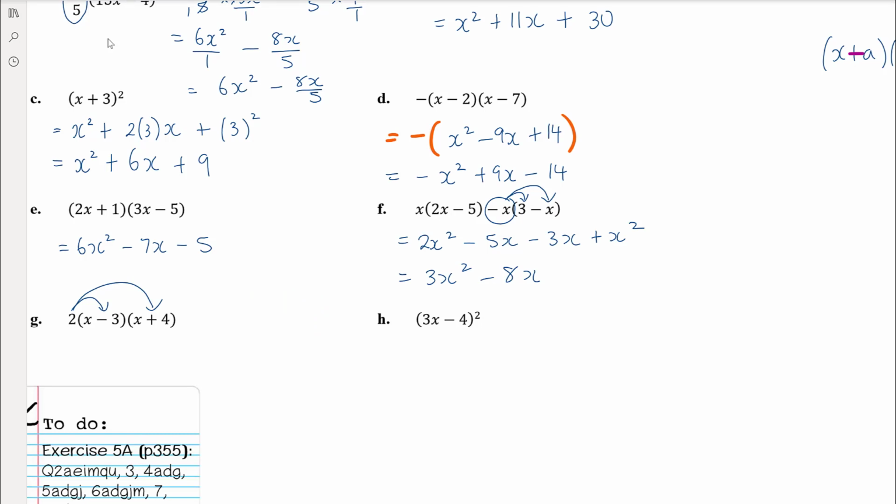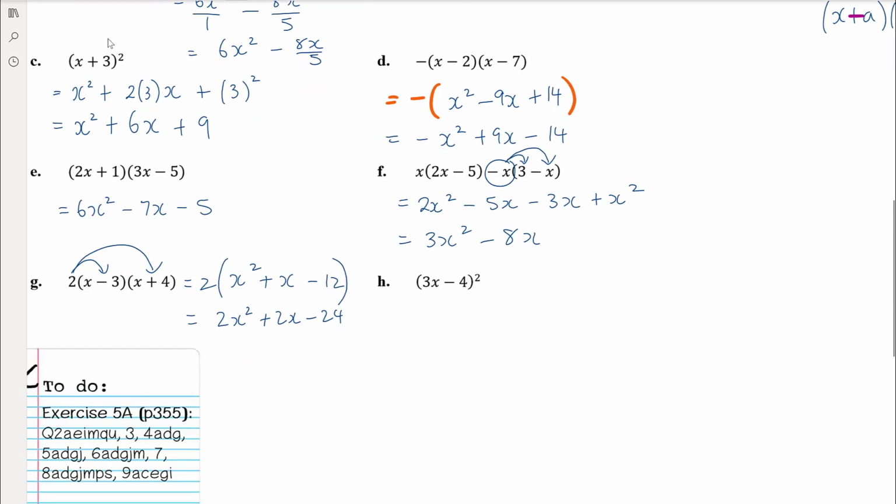So leave the 2. You're going to have 2 times everything, expand out the brackets. x times x is x squared, plus 4x minus 3x is plus x, and minus 3 times 4 is minus 12. Then you're going to have 2 times all of that, so 2x squared plus 2x minus 24.